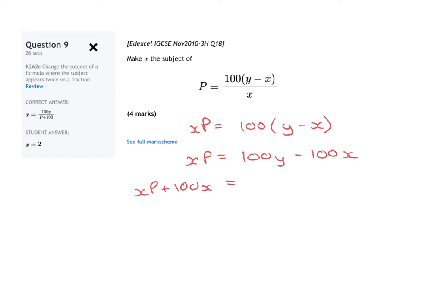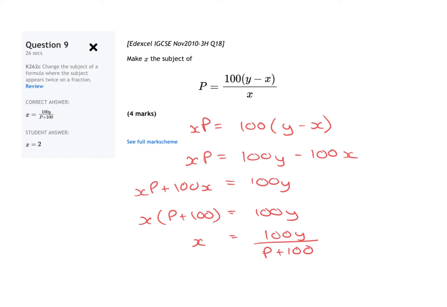And what I get then is all my x terms together on one side, and then I can factorize. So x times p plus 100 equals 100y. And hopefully you can see now that to isolate x, I just divide by p plus 100. So 100y over p plus 100.